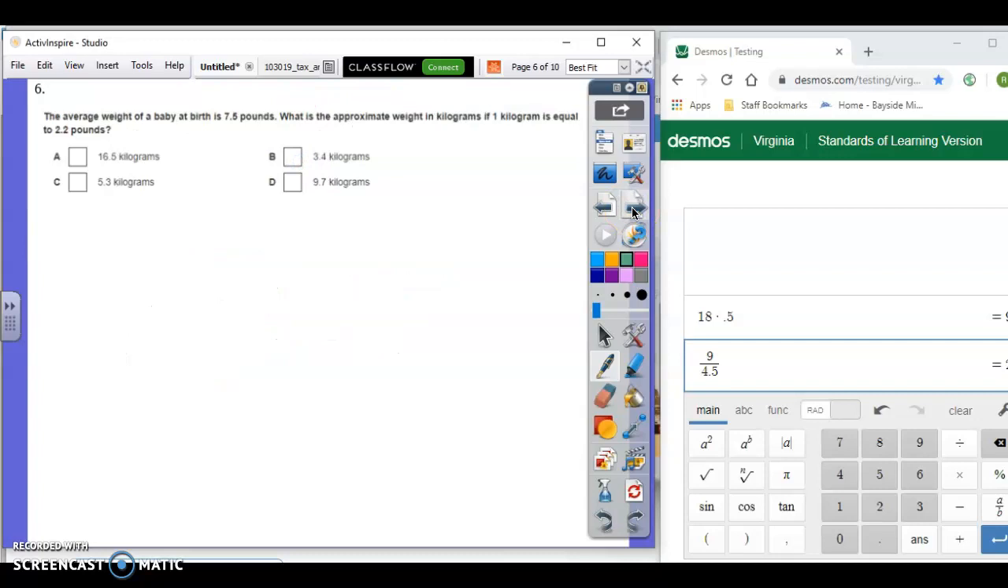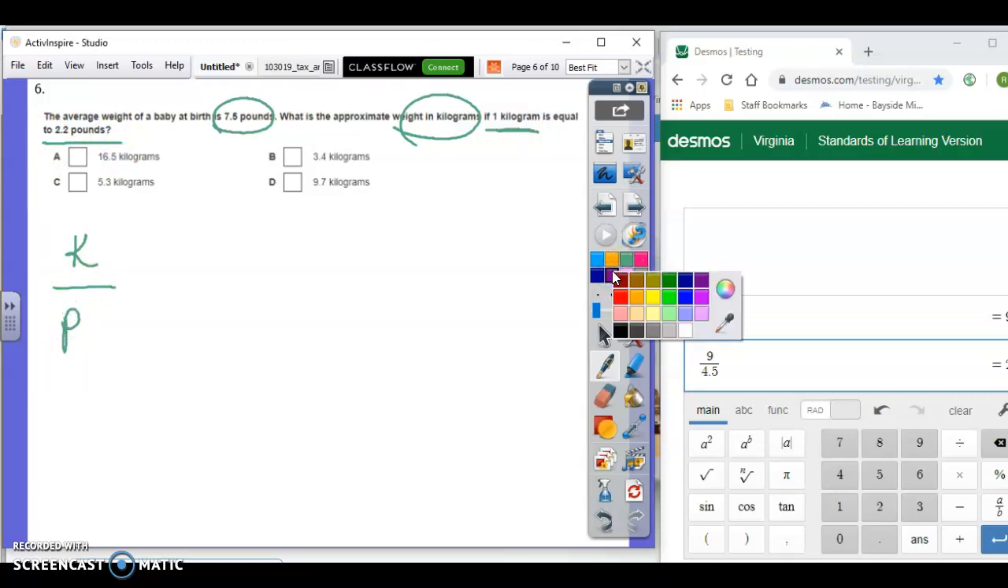Number 6. The average weight of a baby at birth is 7.5 pounds. What is the approximate weight in kilograms, if 1 kilogram is equal to 2.2 pounds? So we have K for kilograms, and I'm going to put P for pounds. So based on this information, I know that 1 kilogram is equal to 2.2 pounds. And it told me that the average baby is 7.5 pounds.